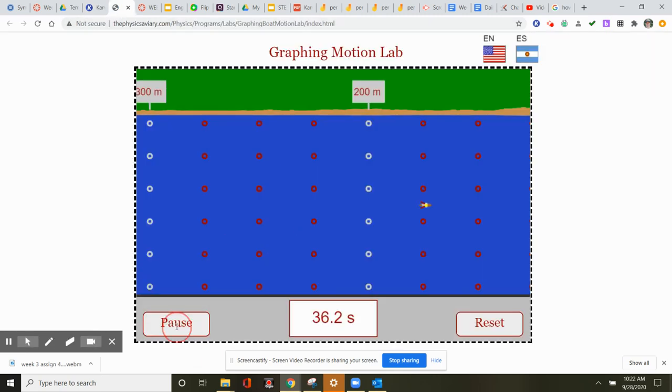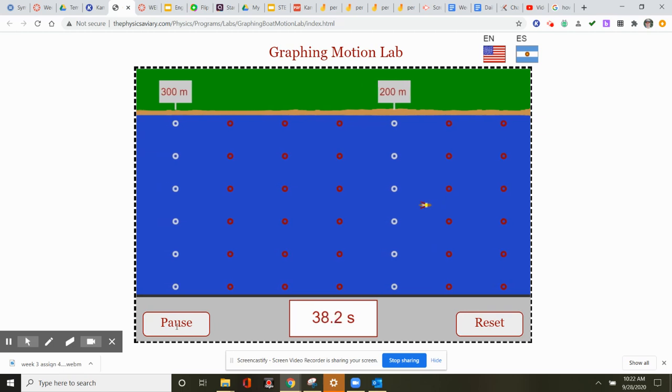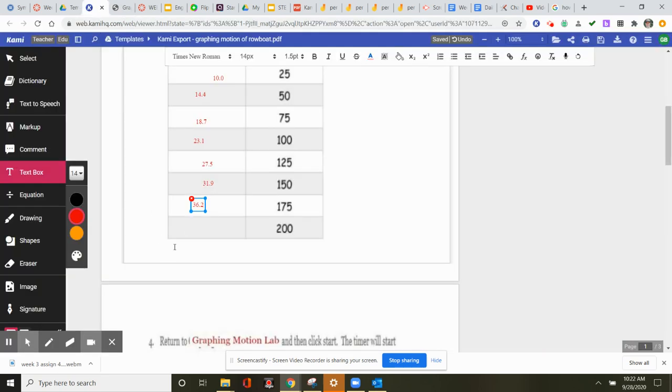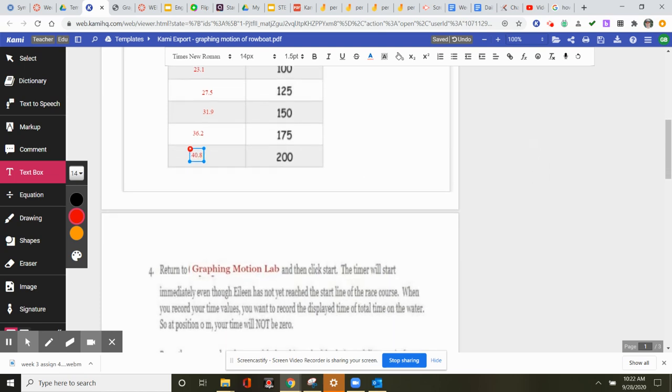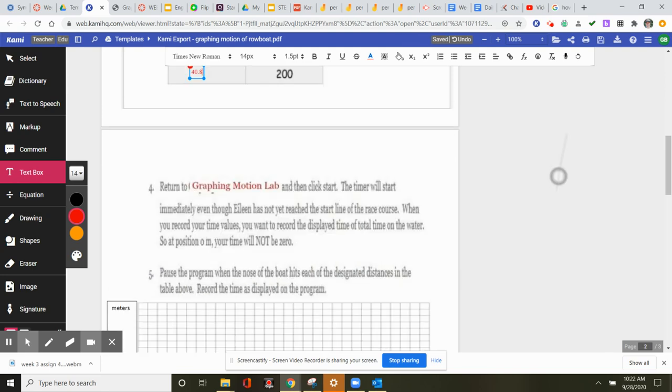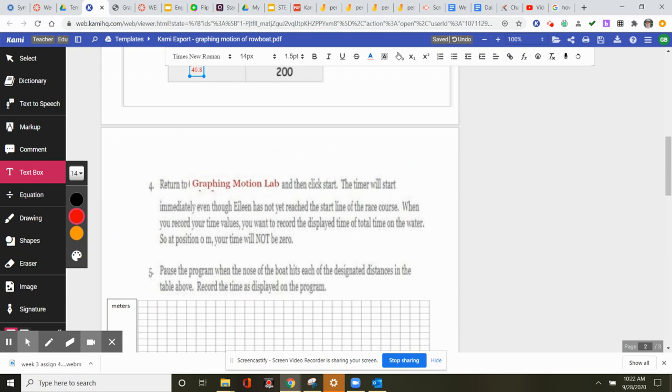And then I'm going to go get my last data point. I'm going to hit resume. Like Elaine's getting tired. 40.8. I'm going to put my last data point in. 40.8. And now I'm going to graph this data. So I've actually already started the graph so that the video wasn't 50 minutes long. And I can see I've taken the data.